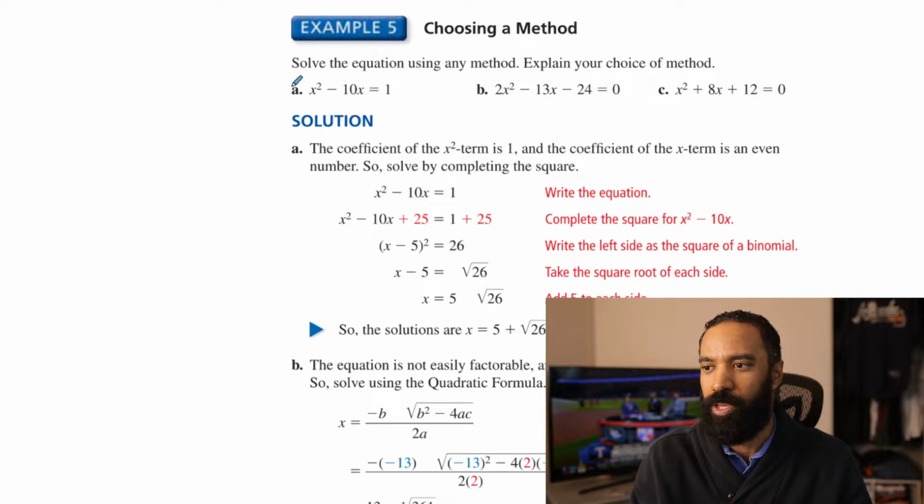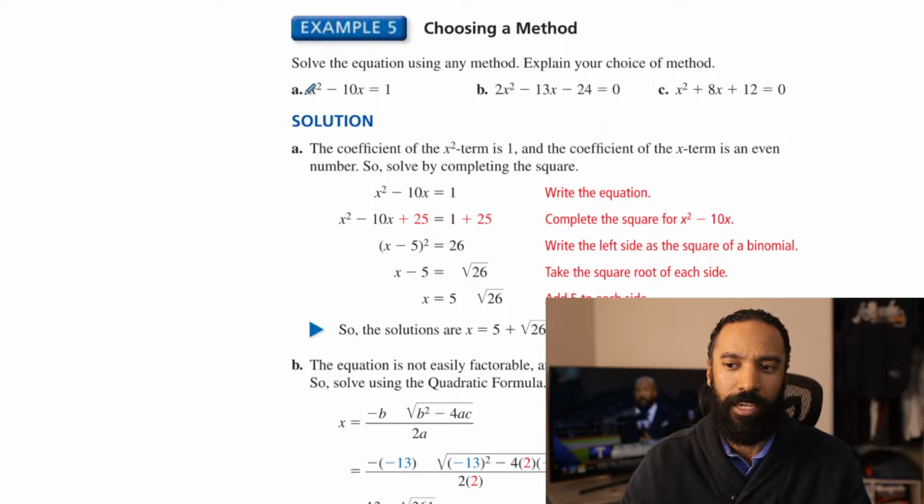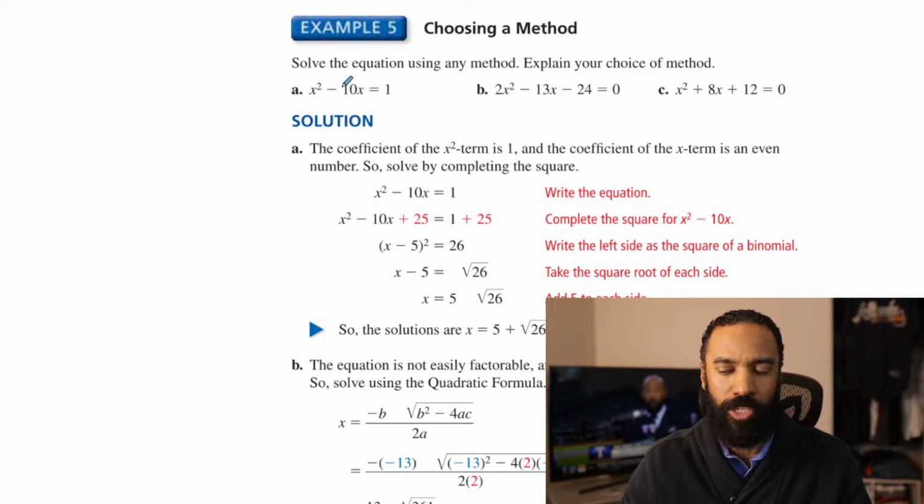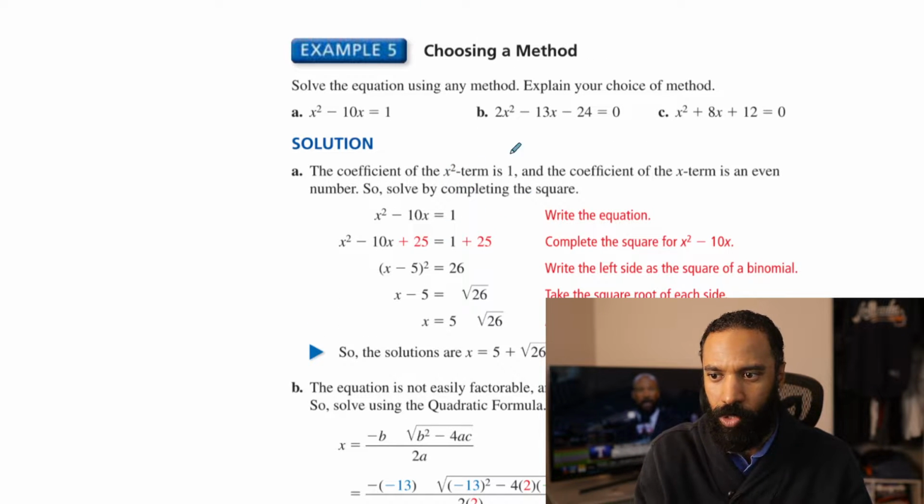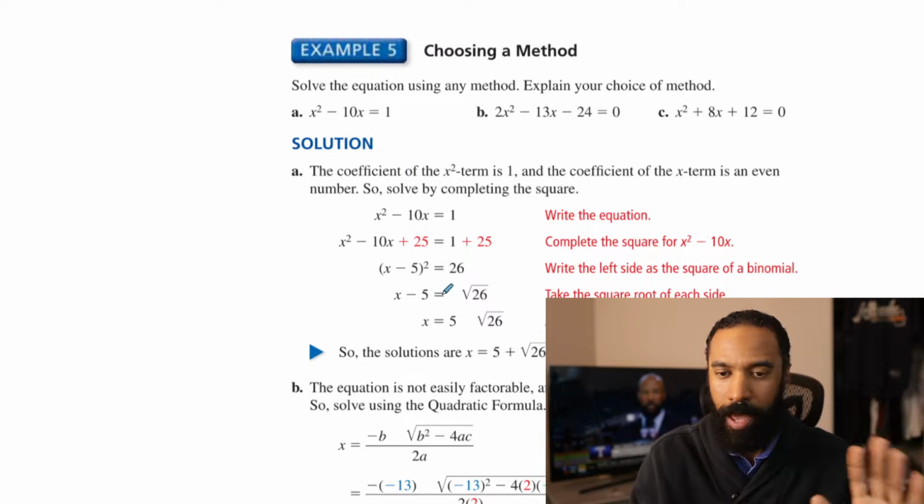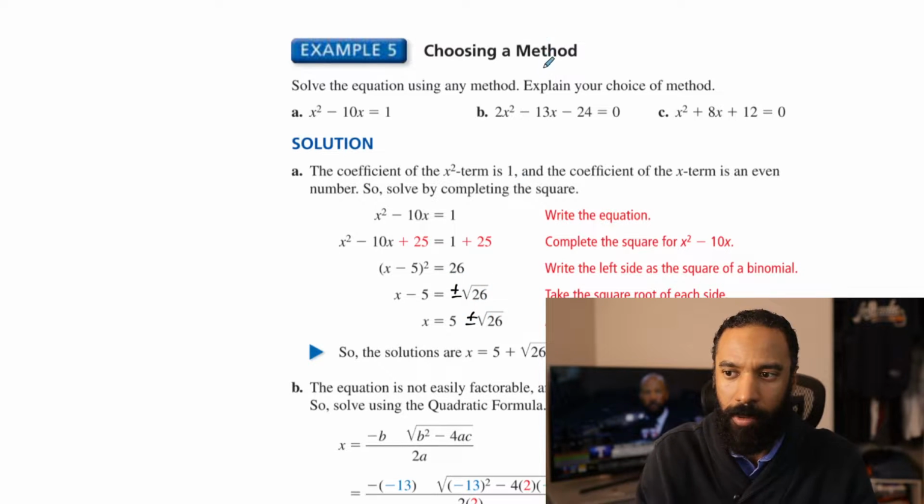Solve using any method, explain your choice of method. Part A, I would solve by completing the square. This is non-factorable. Even if you subtracted the 1 over, I got a 1x squared and there's a negative 10x. I would solve by completing the square. They solved by completing the square. I'm not going to talk about how to solve it right now, guys. I'll write this part out, but we're just talking about methods.